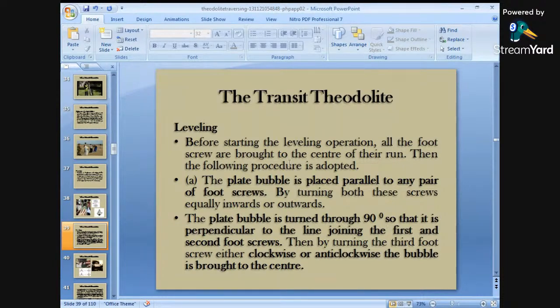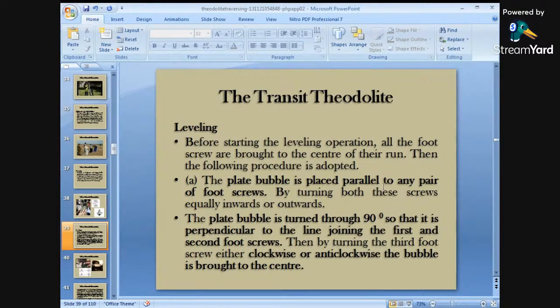Then the following procedure is adopted. The plate bubble is placed parallel to any pair of the foot screws. The plate bubble is kept parallel to the 2 foot screws, and by turning these foot screws inward or outward equally, the bubble is brought to the center of its run. Then the plate bubble is turned through 90 degrees so that it is perpendicular to the line joining the first and the second foot screw.